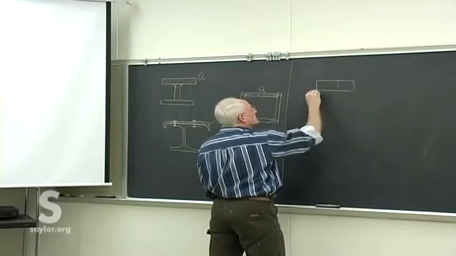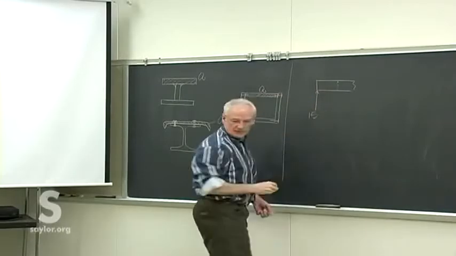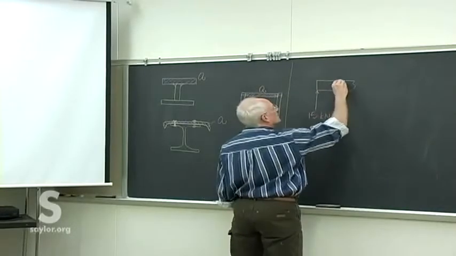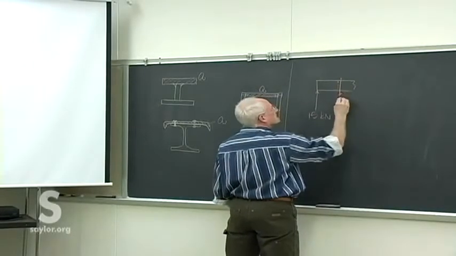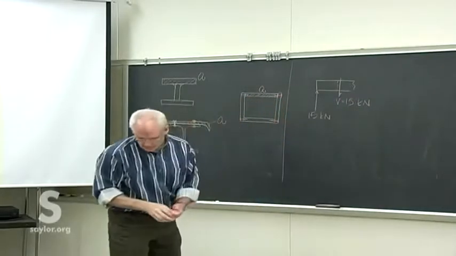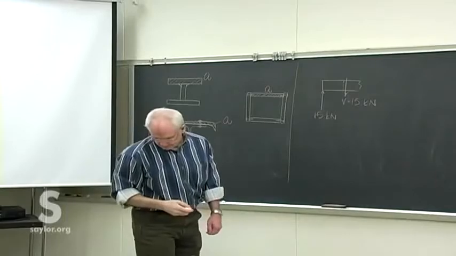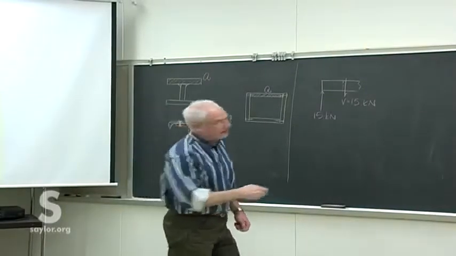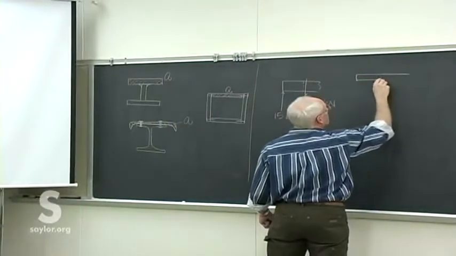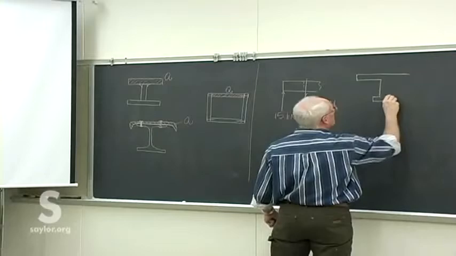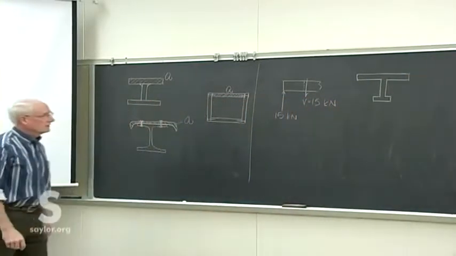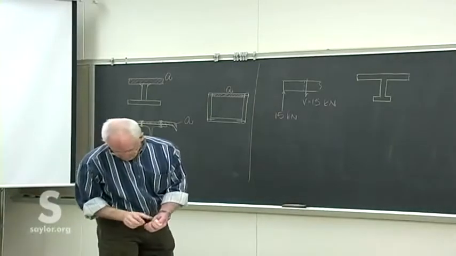We know that the reaction here is 15 kilonewtons. And so we know that the shear across that face is also 15 kilonewtons. And the cross section is something like this, sort of a modified I-beam. A University of Tennessee beam, maybe that's what it is.